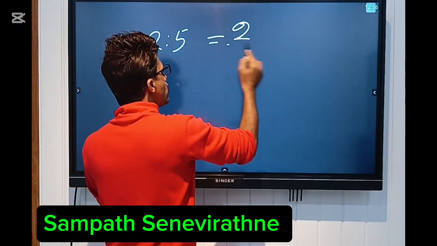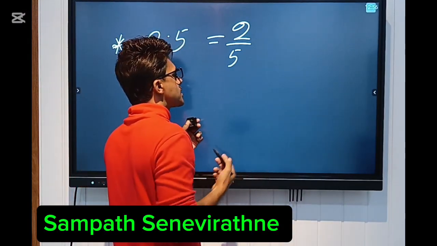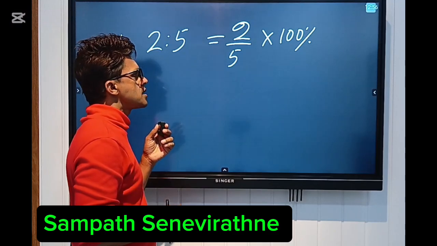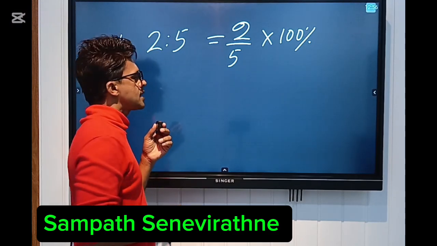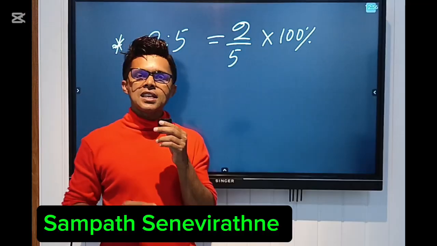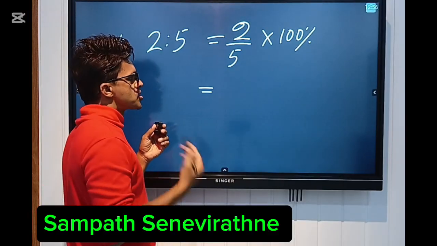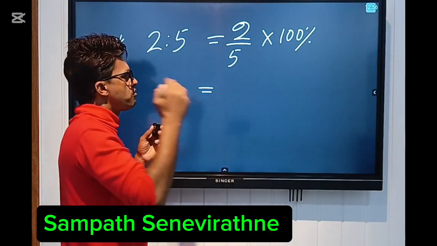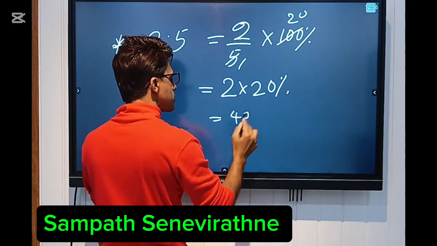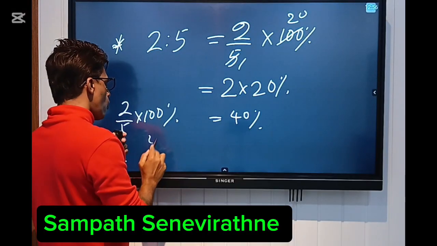So this means 2 over 5. This 2 to 5 means 2 over 5. This can be stated as a percentage by multiplying by 100%. Previously, it was given as a ratio. That ratio was converted into a fraction. After that, we write this fraction as a percentage. 5 is a factor of 100, 20 times. So 20 times 2 is 40%. So 2 over 5 written as a percentage is 40%.